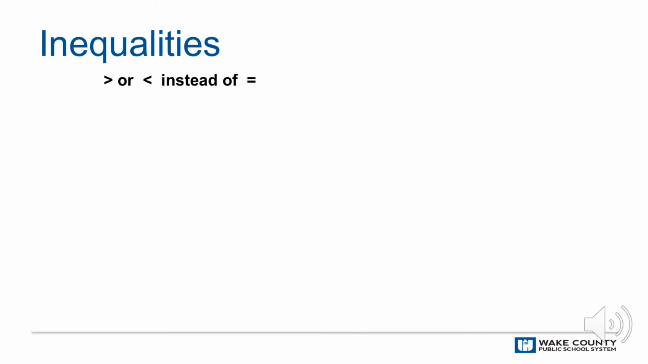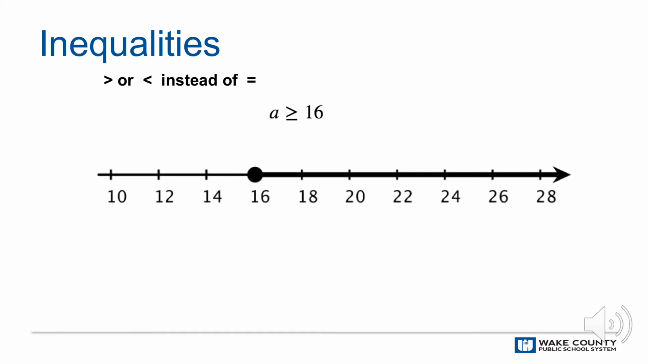Students will be working with inequalities. Inequalities are expressions with a greater than or a less than symbol instead of an equal sign. We use inequalities to describe a range of numbers. For example, in many places, you need to be at least 16 years old to be allowed to drive. We can represent this situation with the inequality A is greater than or equal to 16. We can show all the solutions to this inequality on a number line.